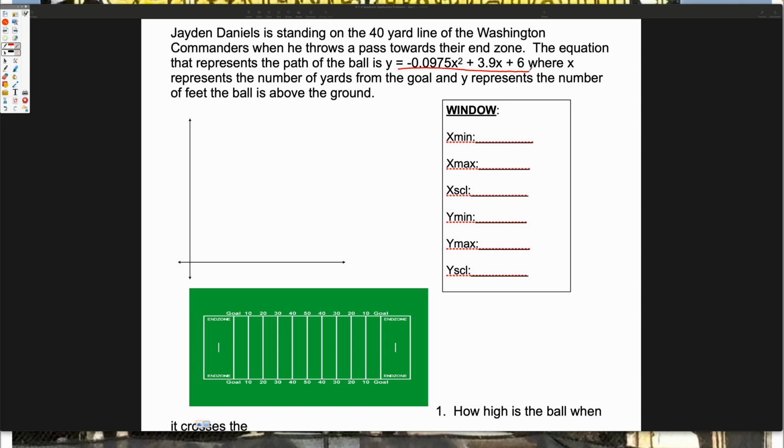Y equals negative 0.0975x squared plus 3.9x plus 6.